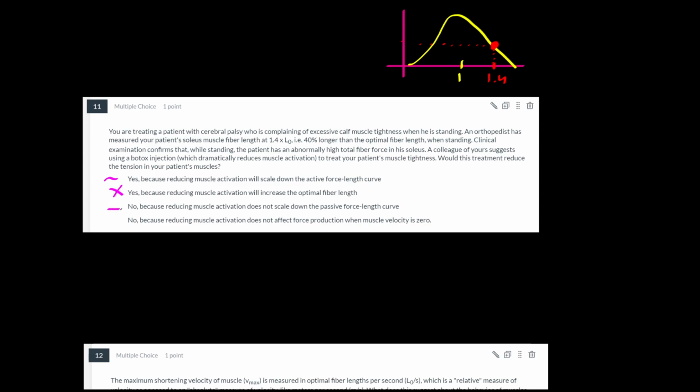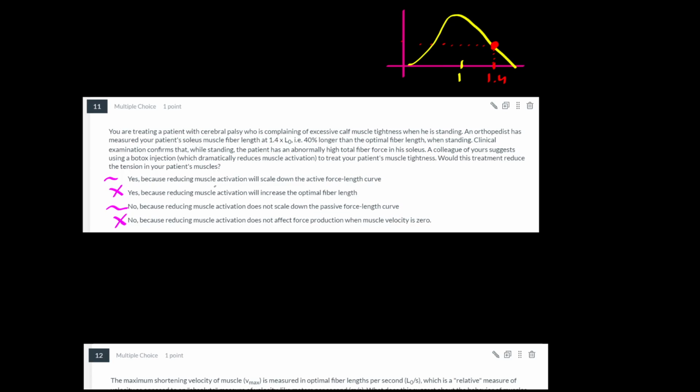And how about this one? Reducing activation scale down the passive force length curve? Well, that's correct. Yeah, changing the muscle activation doesn't change the passive force length curve because it's passive. That seems reasonable. Does reducing muscle activation reduce force production when the muscle velocity is 0? No, I think that's not correct because it does.